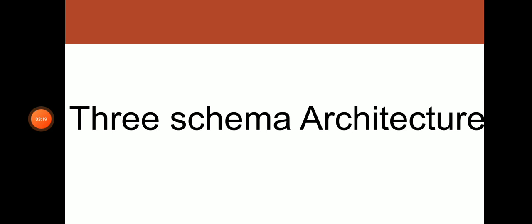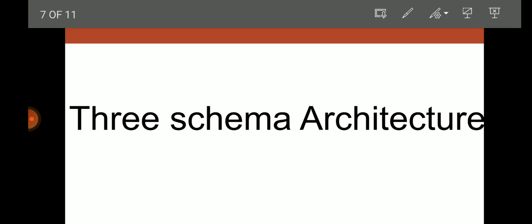There is the three schema architecture. The three schema architecture is also called the ANSI-SPARC architecture or the three-level architecture. The framework is used to describe the structure of a specific database system. The three schema architecture is also used to separate the user applications and the physical database. The three schema architecture contains three levels. It breaks the database down into three different categories.